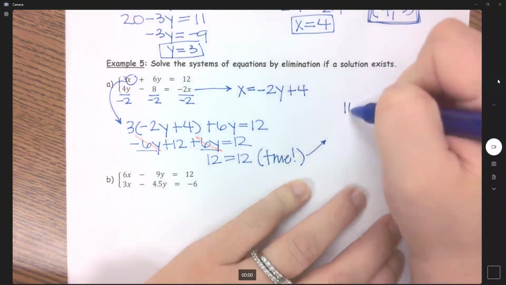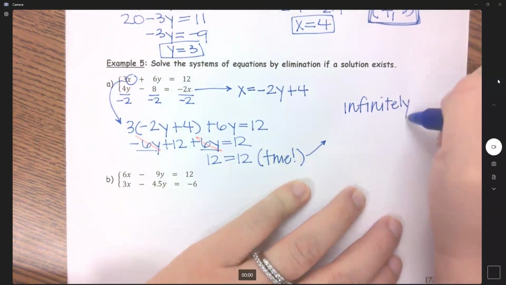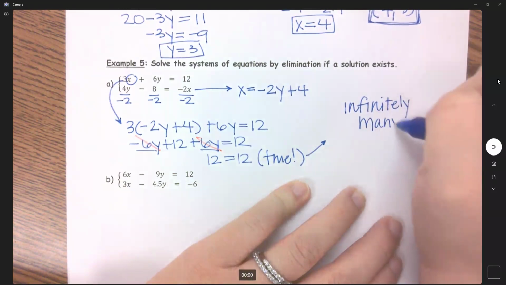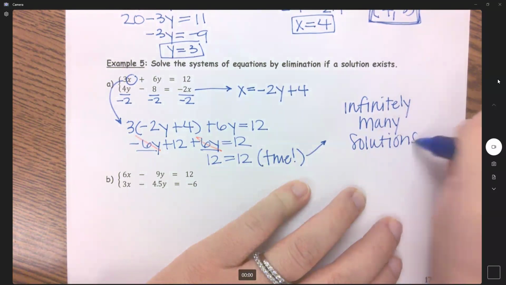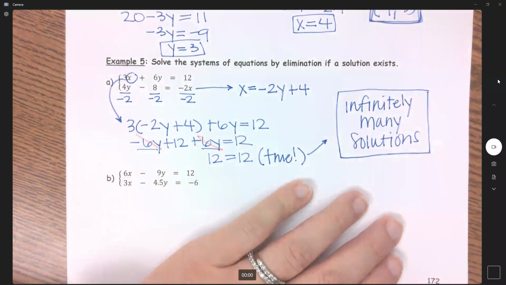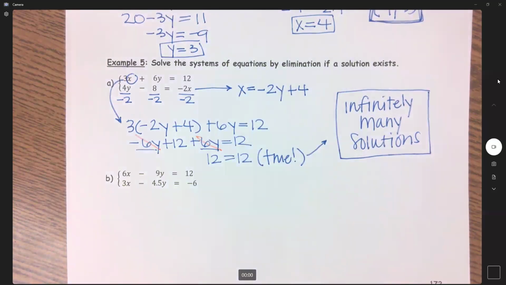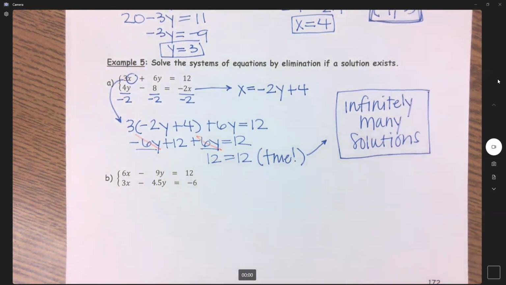Because this is a true statement, yes, 12 does equal 12. This means my answer here is infinitely many solutions. So when my variable cancels and what I am left with makes sense, yes, 12 does equal 12, then it is infinitely many.